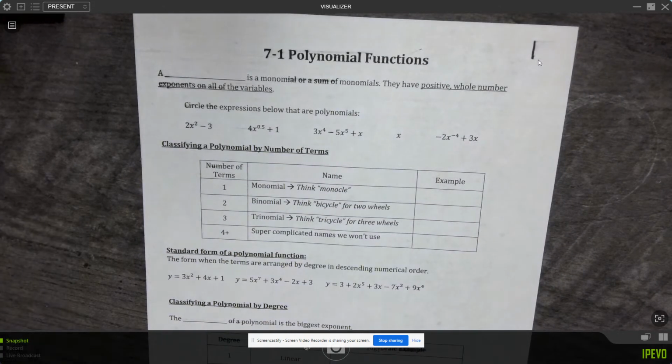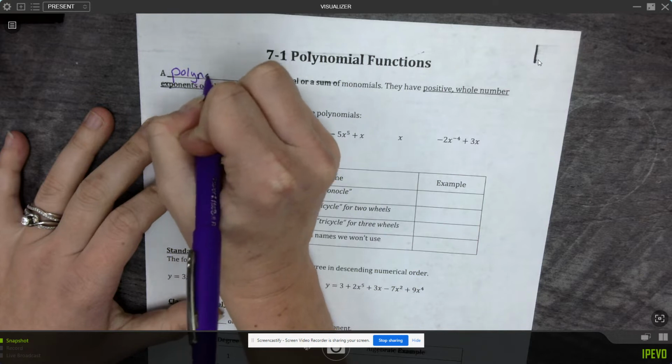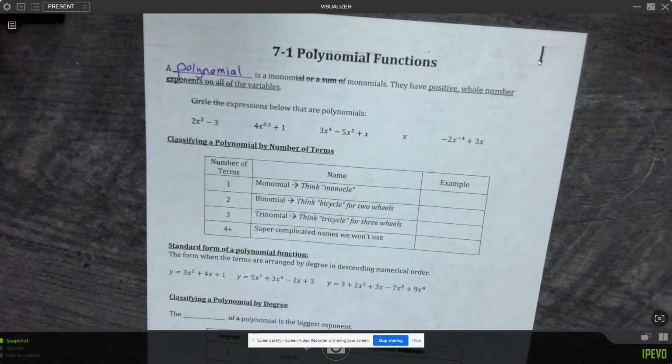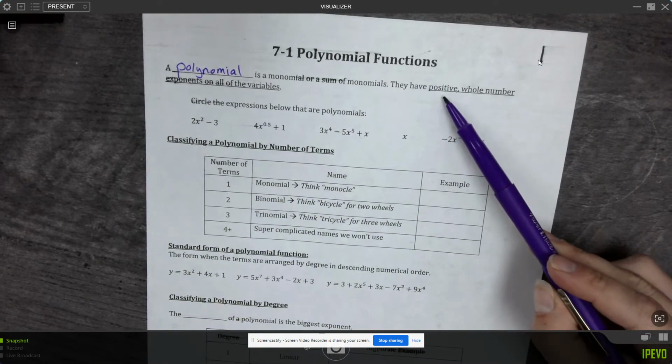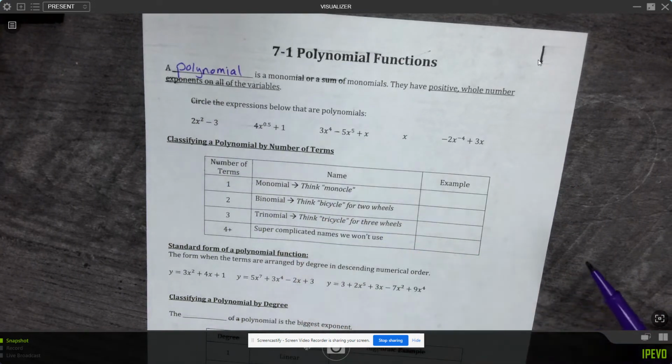We're going to talk about some polynomial functions. So first we need a definition. A polynomial is a monomial or a sum of monomials. So it just means that it's some type of an expression, or it could be an equation that is just the sum of monomials. And what it has to have are only positive whole number exponents on all of the variables.